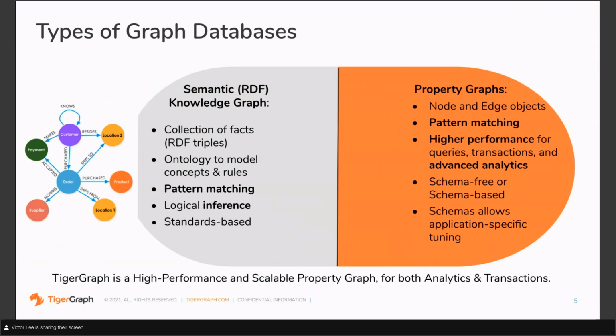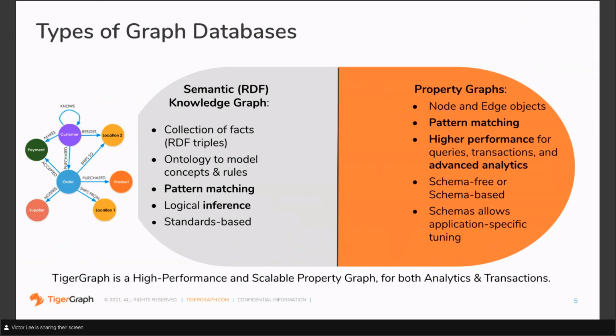So that's one type. Another type is the property graph, where you focus more on these circles, the nodes, and the lines connecting them, the edges. And those are 2 different types of objects. If you're familiar with object-oriented programming or object relational modeling, or even entity relationship modeling, you understand the concept, nodes and edges. You can also do pattern matching. But the key is you get higher performance if what you want to really do is analytical type.